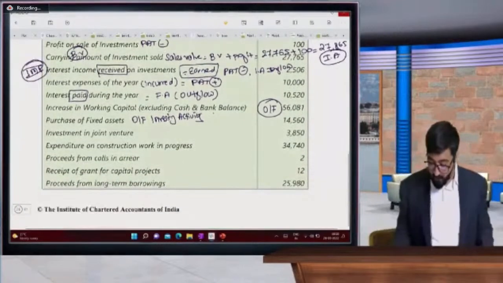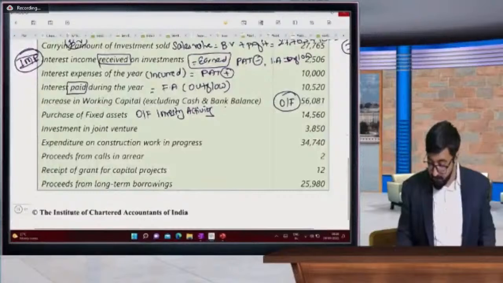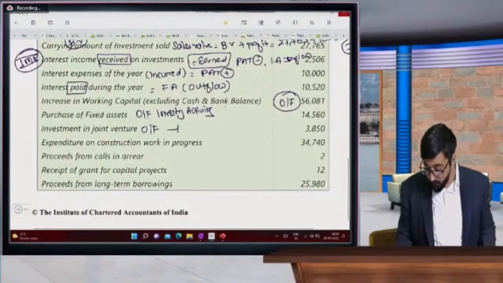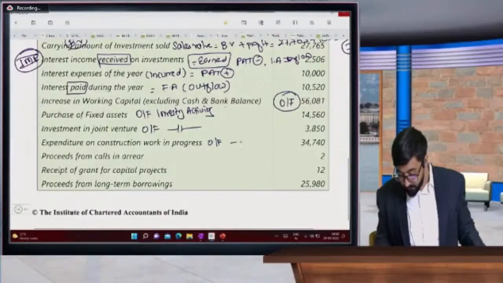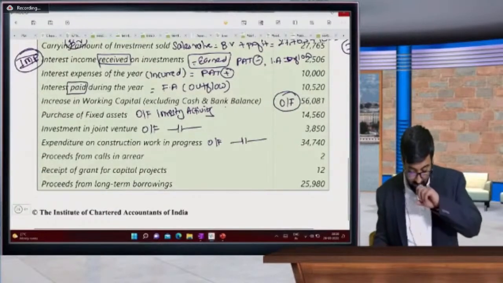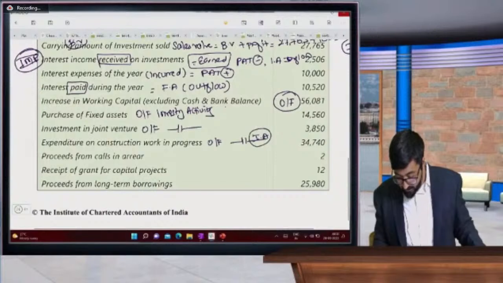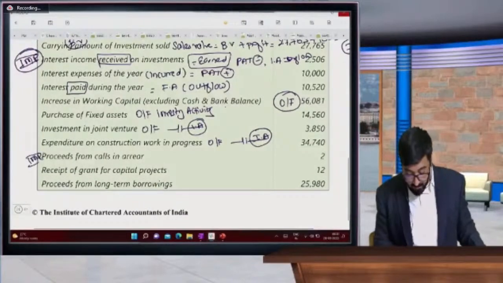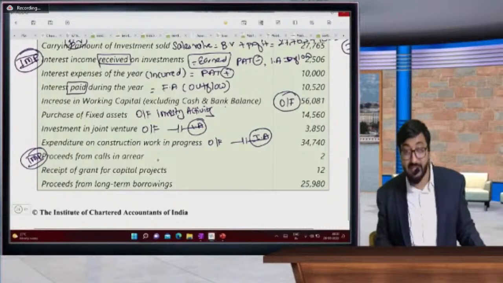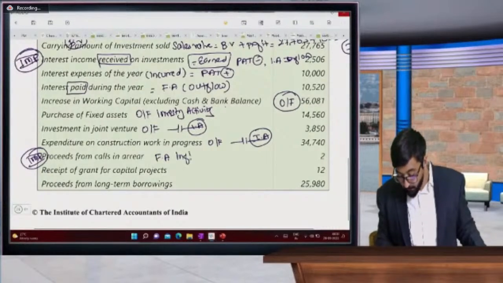Investing activity outflow: investment in JV. Outflow, investing activity: expenditure on construction of work in progress. Outflow, investing activity. Proceeds from calls in arrears. IMP: calls in arrears means shares. So this is financing activity inflow.